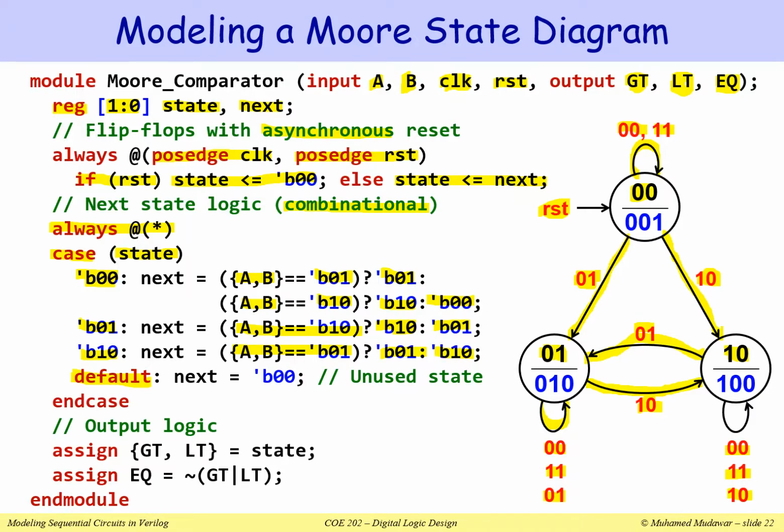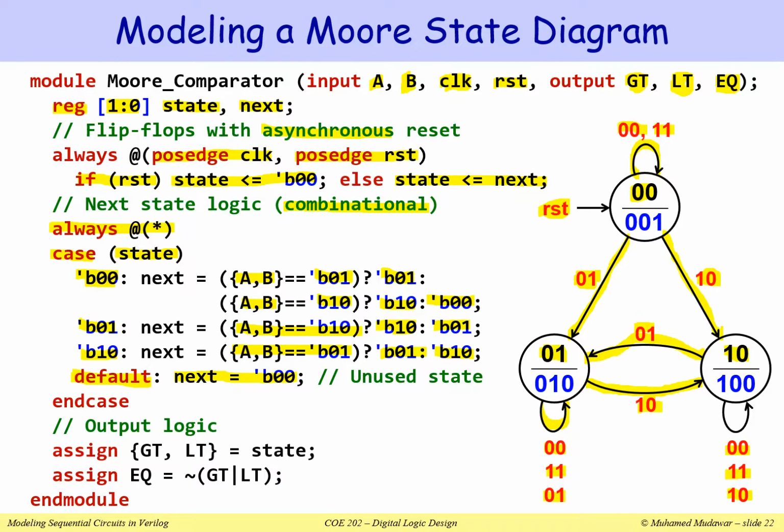The default case is for the unused state, which is not really shown in this Moore state diagram. The next state must be 0, 0. If for some reason you enter this unused state, you should make a transition immediately back to the state 0, 0. So this second always statement describes all the transitions between the states. Notice I did not write any equation for the next state. I just described them with a case statement according to the transitions that are shown in the state diagram.